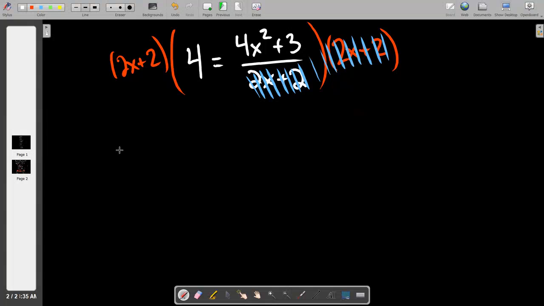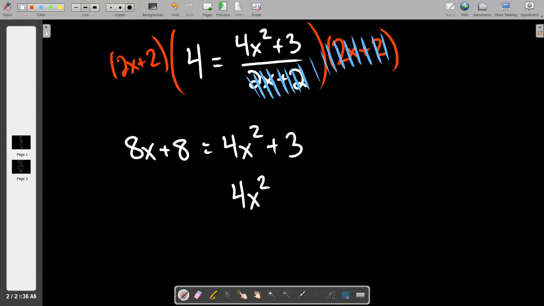On the left, what is the answer to the left? 8x plus 8. It's just 4 times 2x plus 2. You're just distributing. And then on the right-hand side, we have 4x squared, plus 3. And those 5 sweet words, set it equal to 0, meaning in this case, I should pull the 8x and the 8 across. So in its final ready to factor state, it'll be 4x squared, and then what?